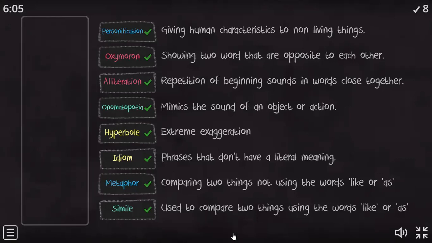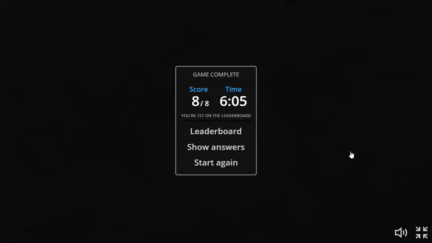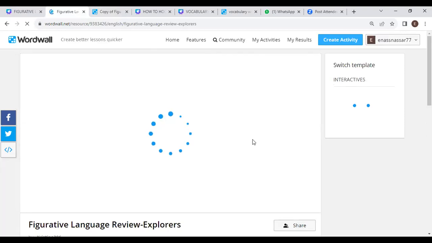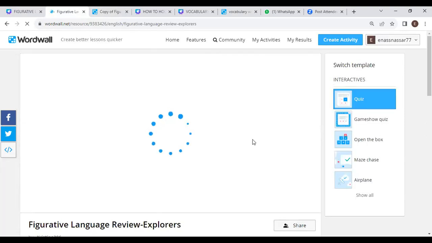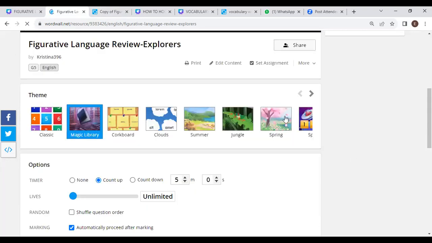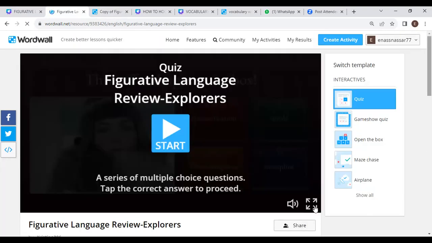So now we finish this. Your score is 8, mashallah. Let's go to another activity, a game related to this lesson. It's nice as well, but it's a different type of activity. Okay, let's start.